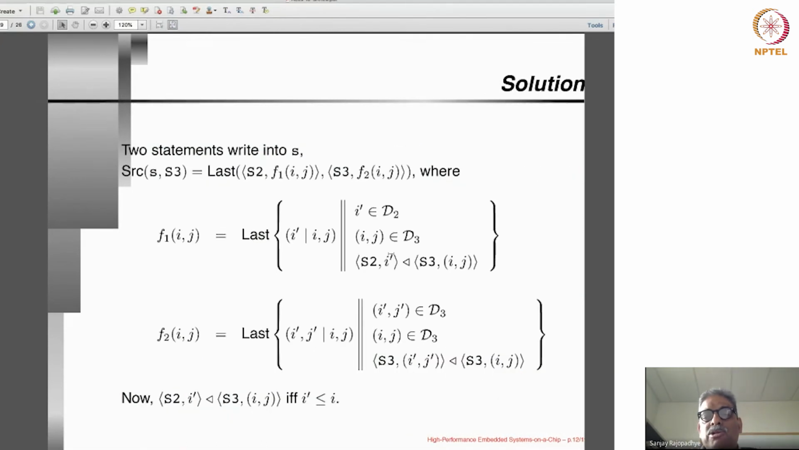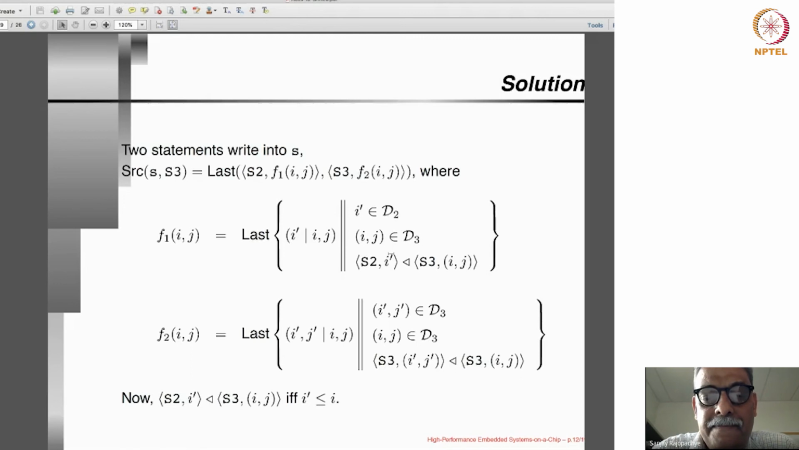That is vacuously true because my array variable is a scalar variable. All statement instances that write into S write into the same memory location, because S in our case happens to be a scalar. So that equality constraint went away. And all you want is that S2 I prime lexicographically precedes S3 ij in the execution order.